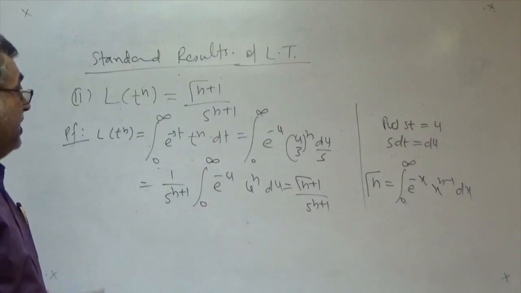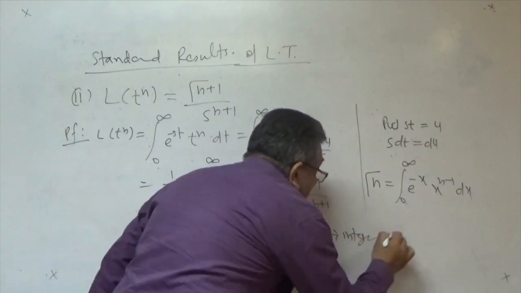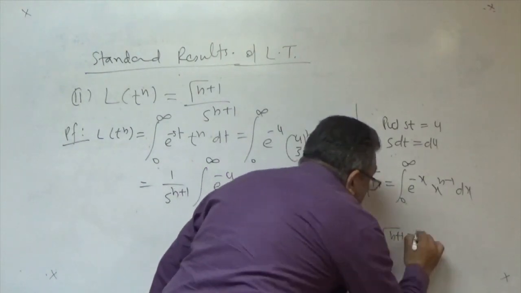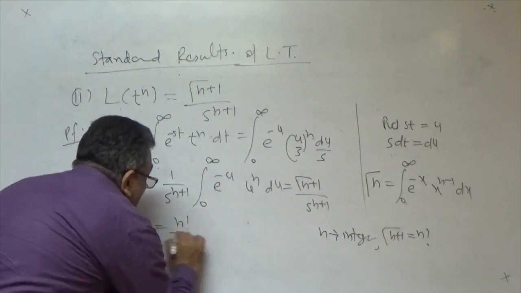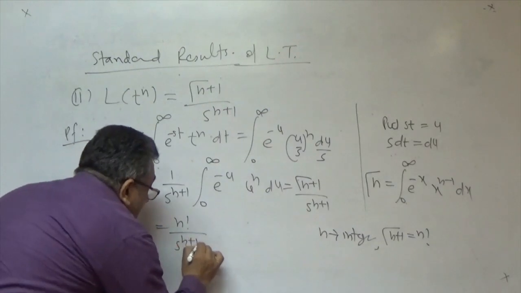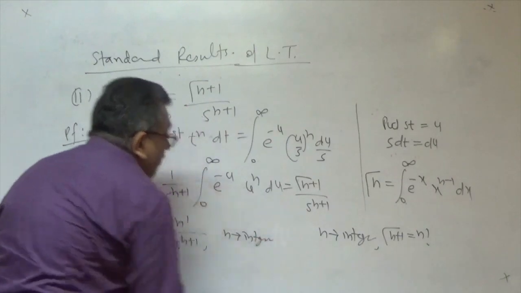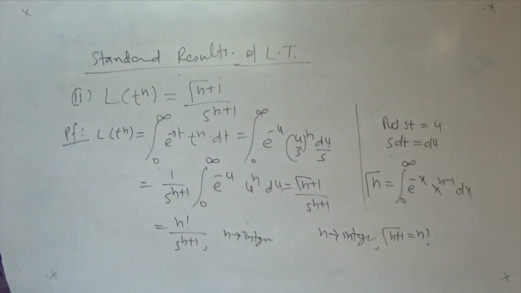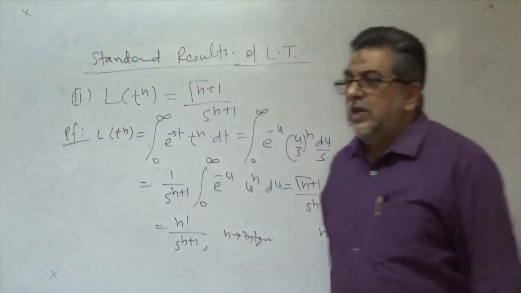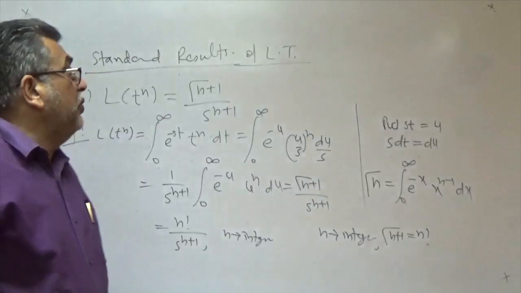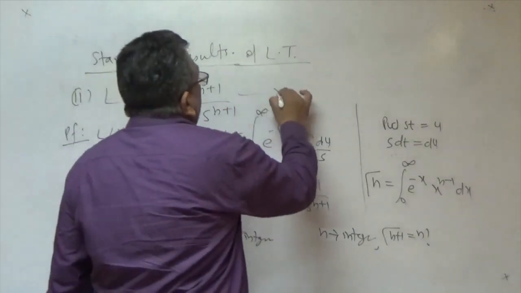From here, if n is an integer, then you know that gamma n plus 1 becomes the factorial function, factorial n. So if n is an integer, it can be factorial n upon s to power n plus 1. If n is an integer, this formula can be taken in this way. So from here, you can find various Laplace transforms by putting n equal to 1, 2, 3, 4, and also rational values.